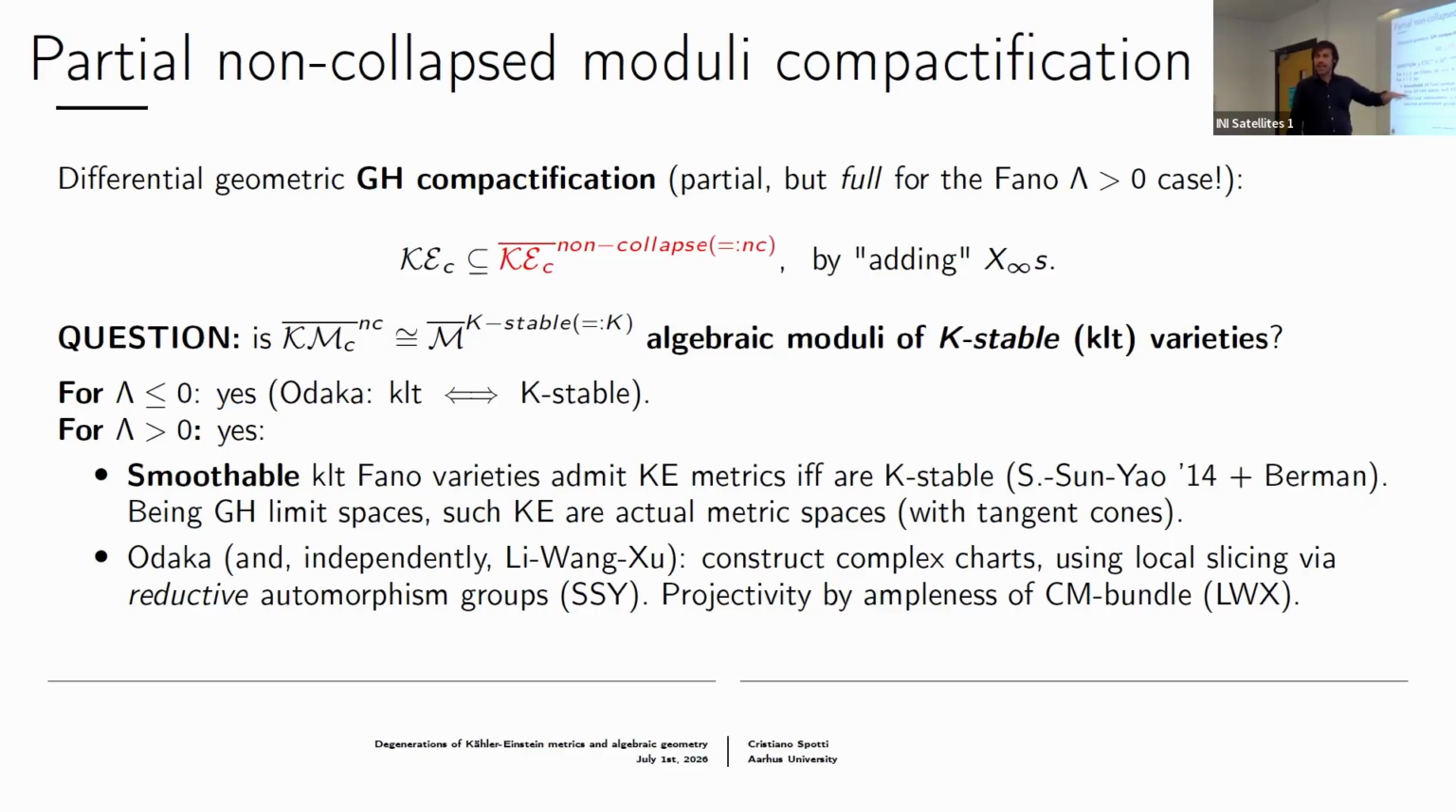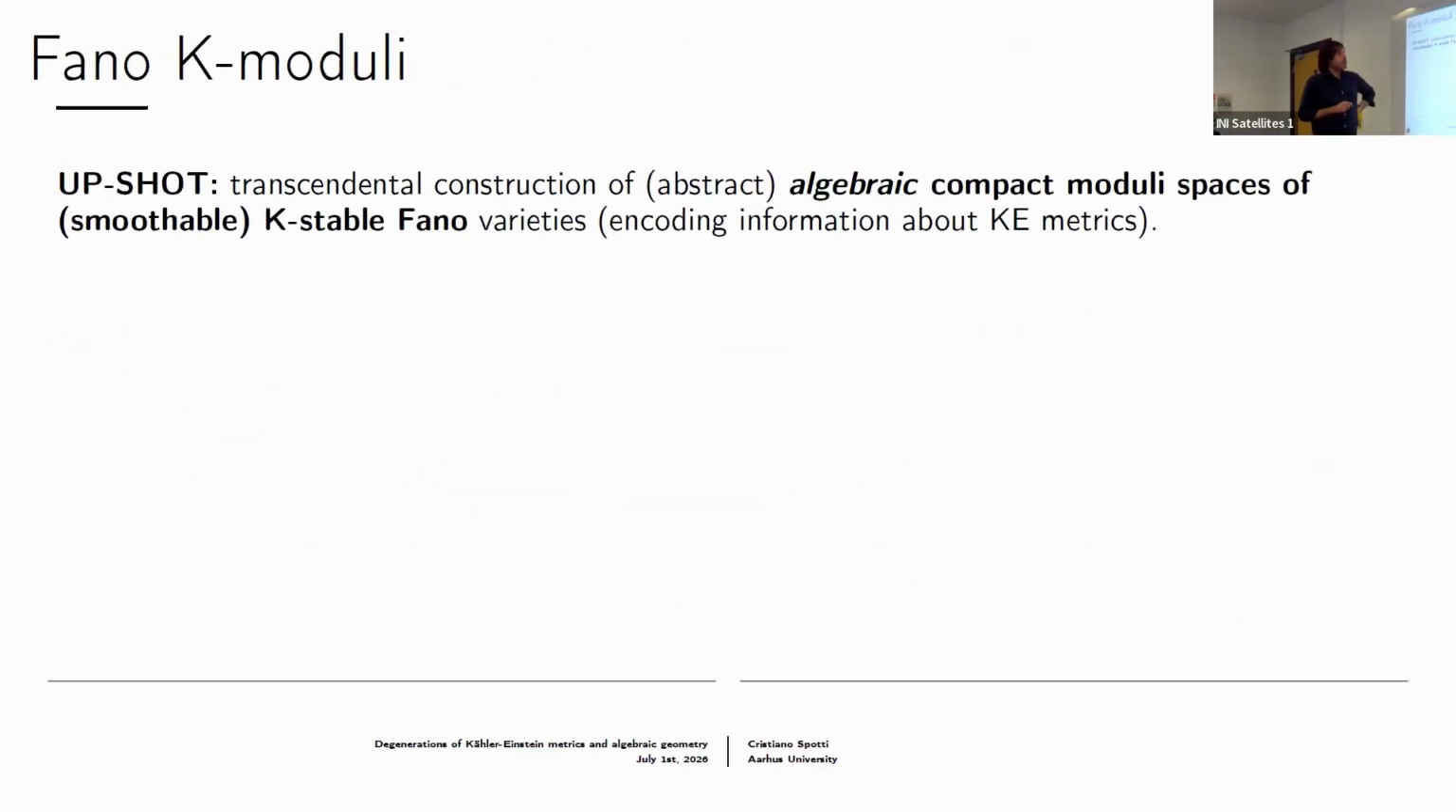And you can use this for slicing and construct, as it was done by Li-Wang-Xu and independently by Odaka, some analytic charts first on this Gromov-Hausdorff compactification, and then you descend some line bundle over it. The CM line bundle turns out to be positive, and you get projectivity. So from this very abstract space, very transcendental, you get something algebraic. So that is basically what is being said, but it's very abstract.